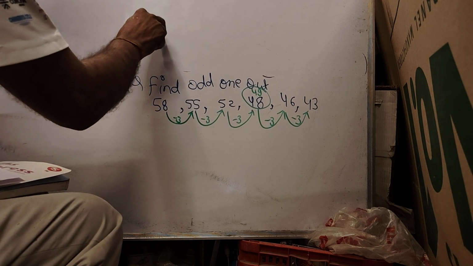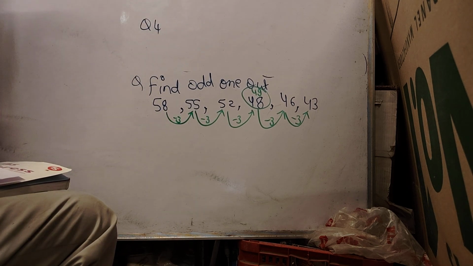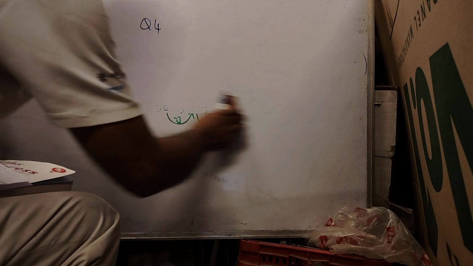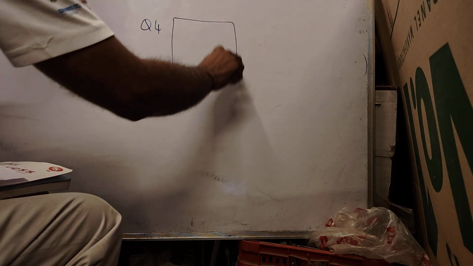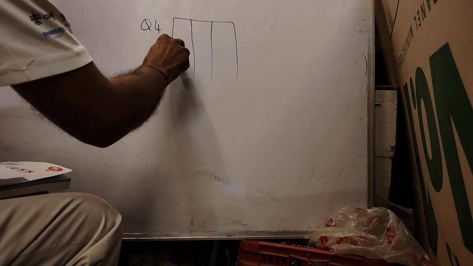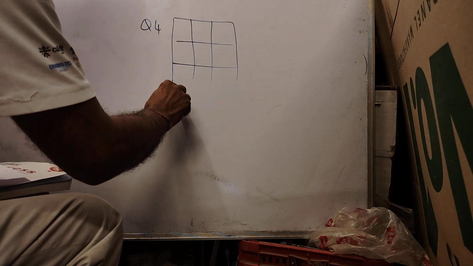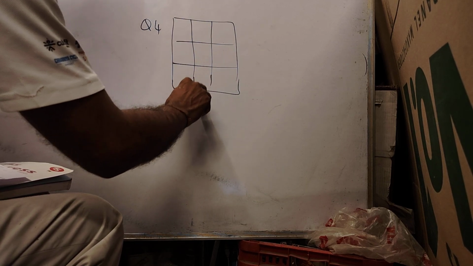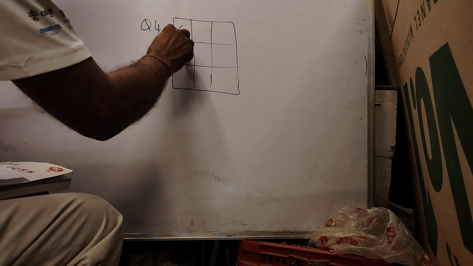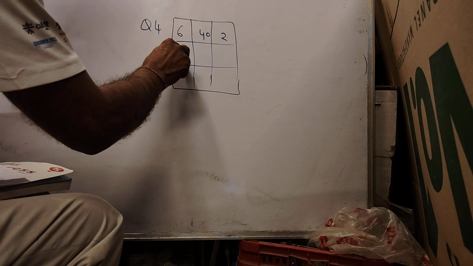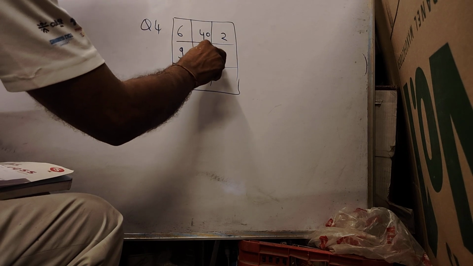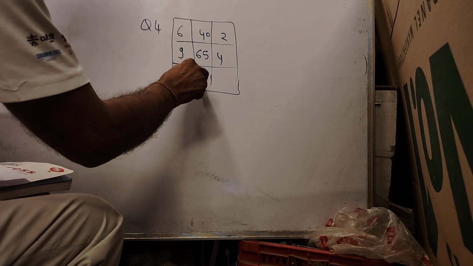Next, come to question 4. There is a 3 by 3 table given, and certain numbers are filled in the table: 6, 42, 9, 65, 4, 7, 80, question mark.